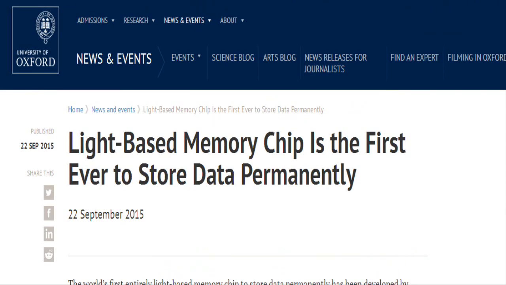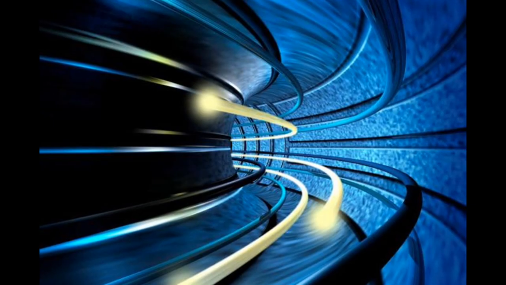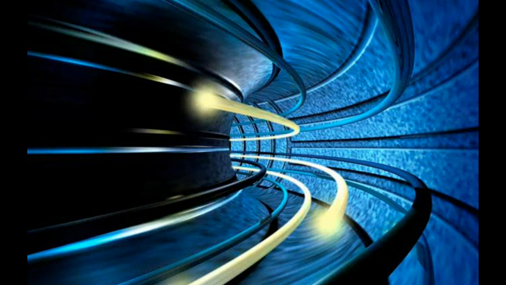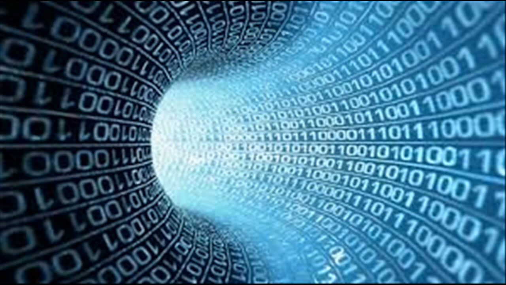The world's first entirely light-based memory chip to store data permanently has been developed by material scientists at Oxford University. The device makes use of materials used in CDs and DVDs, and it could help dramatically improve the speed of modern computing. Today's computers are held back by the relatively slow transmission of electronic data between the processor and the memory. There is no point using faster processors if the limiting factor is the shuttling of information to and from the memory. The researchers think using light can significantly speed this up.